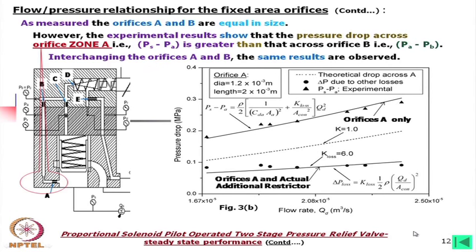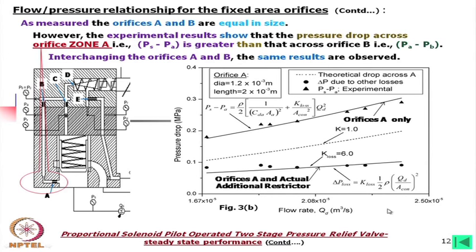So, interchanging the orifice A and B, what we did to confirm that in this zone the losses will be more or less the same, and as we have measured these two orifices are the same, we replaced this orifice and again conducted the experiment, and we found that the results are the same.